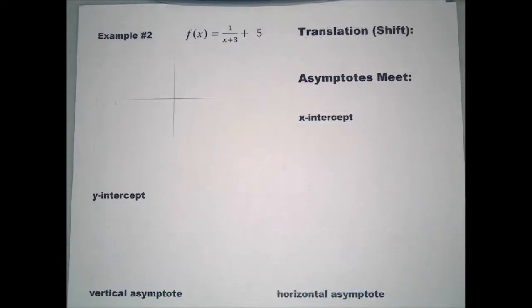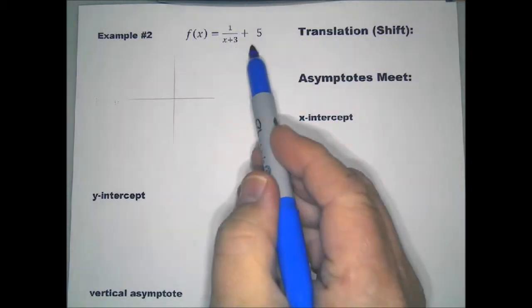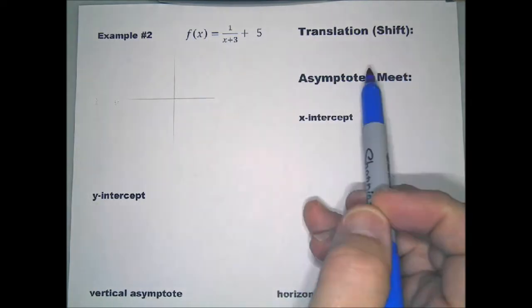Okay, now that we know what the parent function looks like, we're going to rely on the rules of shifting to do all the other graphs. We are no longer going to make a table of values. So if you see the equation like this, f of x equals 1 over x plus 3 plus 5, we're going to rely on what we know about shifting functions.